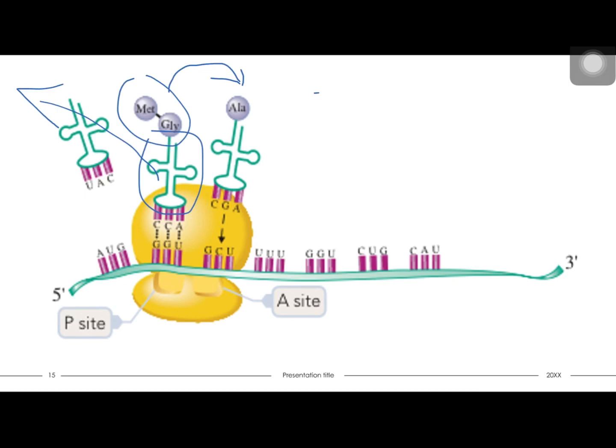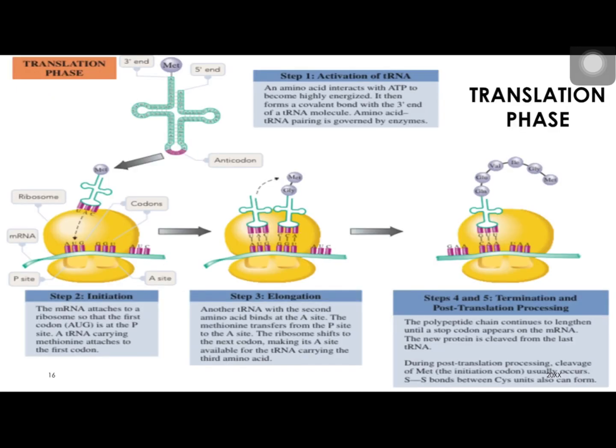This process, our elongation process, is cyclical, meaning it will go again and again, like it looks like a cycle. So this will continue and continue until we go to step 4, which is termination.